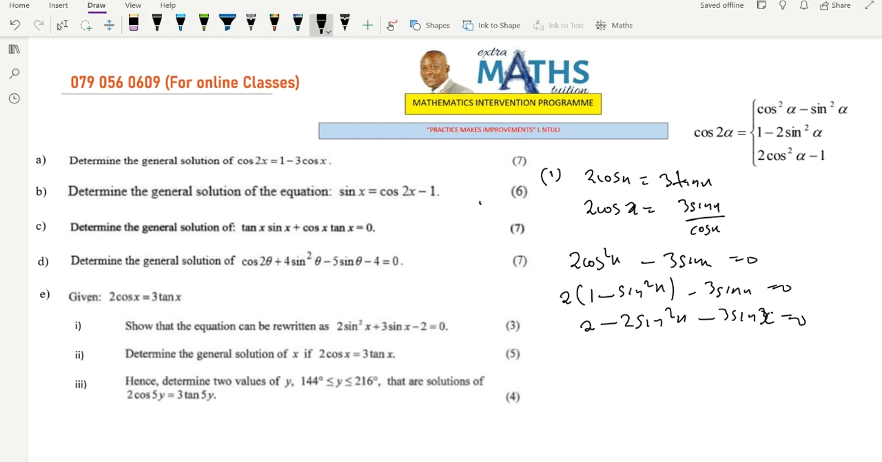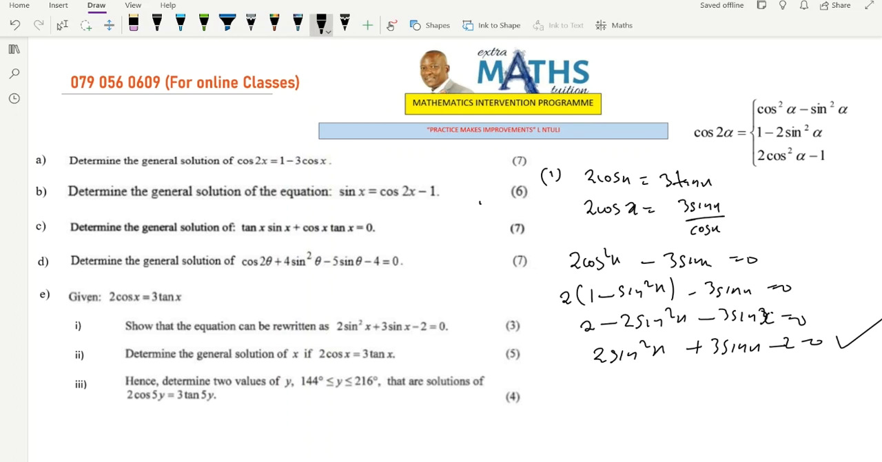Okay, the final step now is to multiply everything by negative, of which it will be 2 sine squared x plus 3 sine x minus 2 equal to 0. Wow, yes, it is true that it can be written in this form. That's how you get the 3 marks.